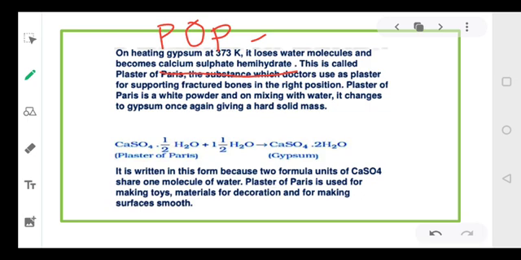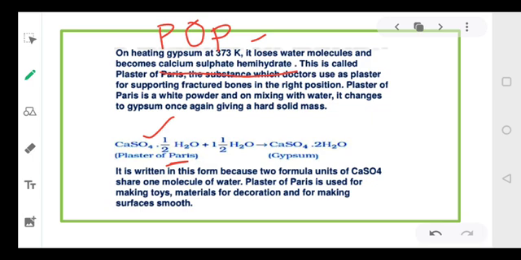And its formula is CaSO4.½H2O. Okay, clear? Is it clear to everyone? Yes, okay. Now how do we prepare POP?